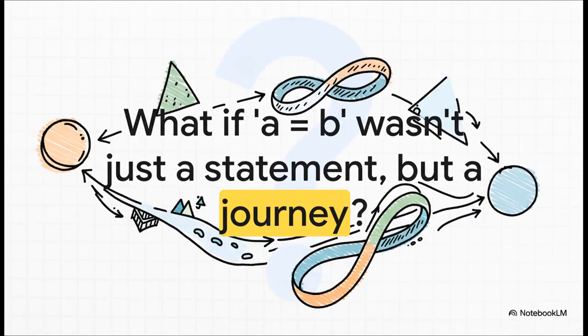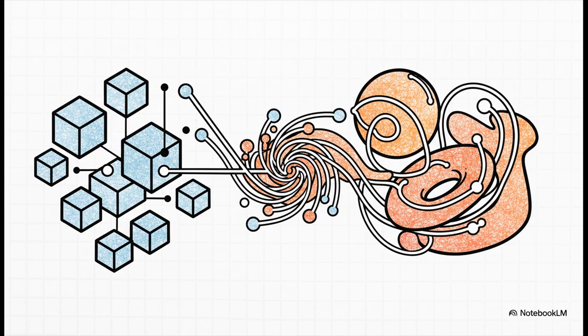So first things first, I need you to just forget for a moment what you learned in high school algebra. We're all taught that A equals B is just a statement of fact. It's either true or it's false. End of story. But what if that's not the whole story? What if A equals B wasn't a static fact, but a dynamic connection? What if it was more like a journey? And that question, right there, is the heart of homotopy type theory, or HOT for short.